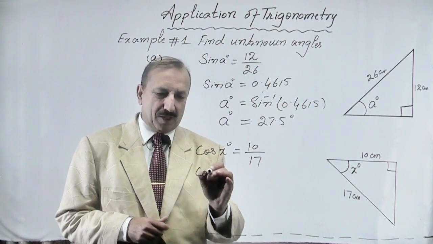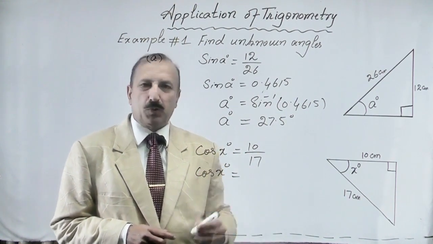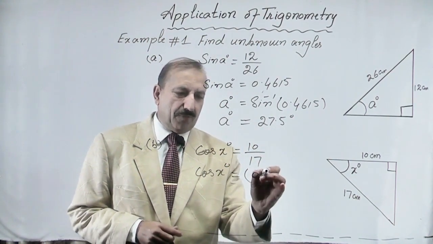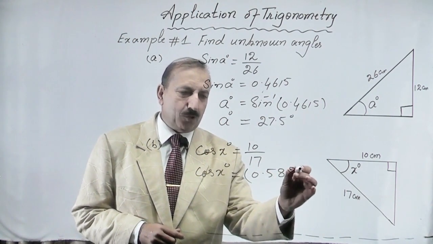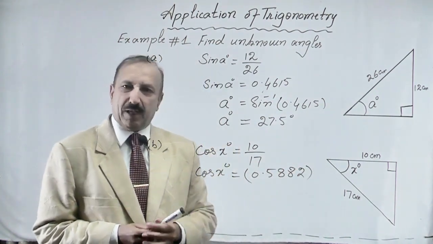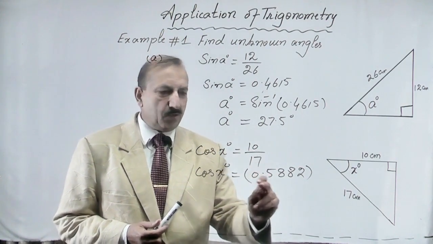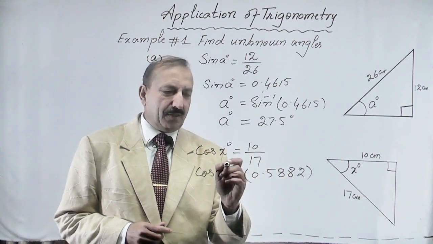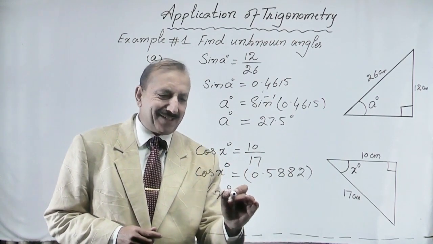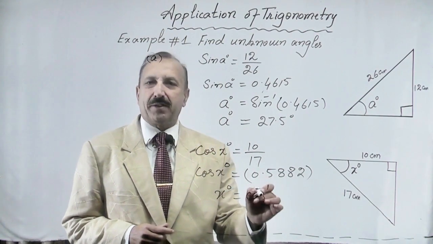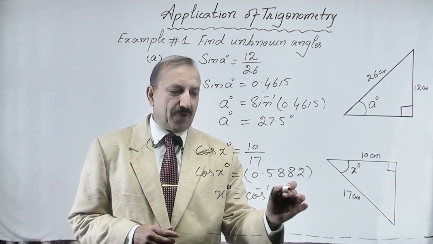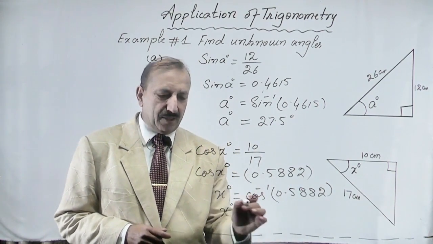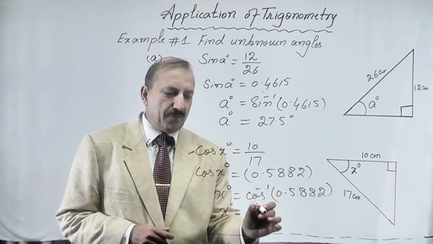We will write it again. Cosine of X degree is equal to, let's write its value in decimal form, 0.5882. You will get this value with the help of a calculator. Divide 10 by 17, you will get this value. Let's carry on for X. We transfer this cosine to the other side so that X degree is equal to cosine inverse of 0.5882, and finally we will get this angle X degree, which is 53.9.